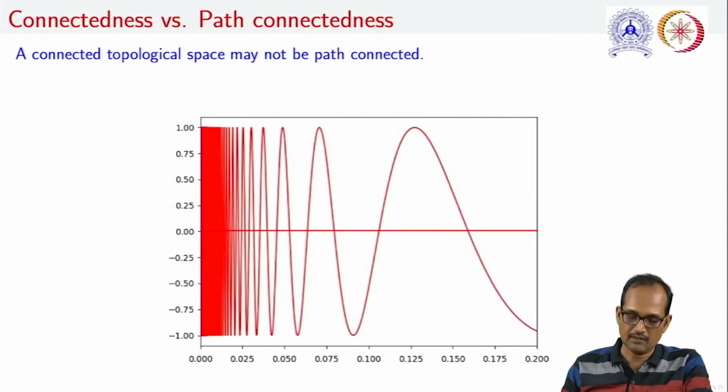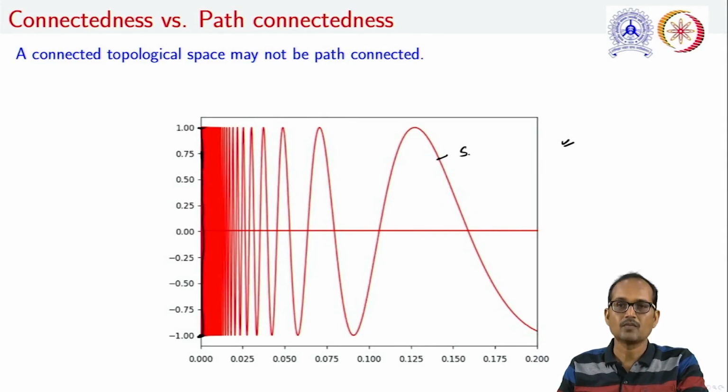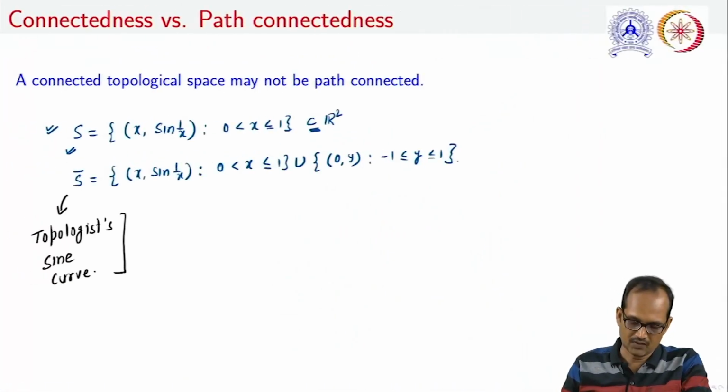The graph of this curve is given here, where we have restricted x to the interval from 0 to 2, and the curve looks like this. This portion is S, and the closure of this set includes this line. It is to be noted that this set S is connected.